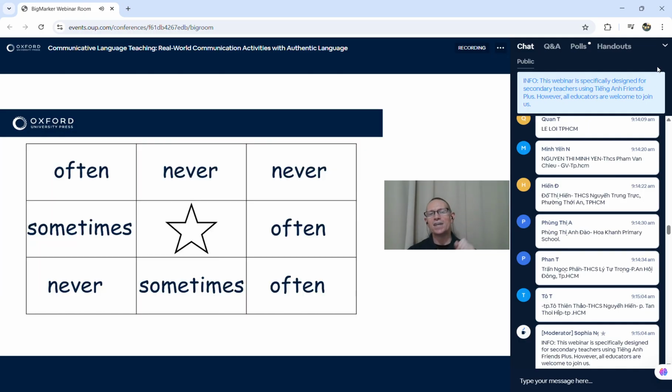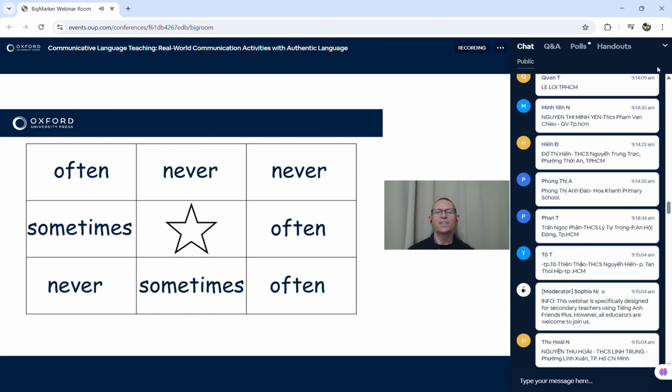And in this case, I'm going to use adverbs of frequency bingo. So here I've drawn a 3x3 bingo chart with a star in the middle. Students then complete the bingo card by writing adverbs of frequency into the boxes. They can choose which adverbs they would like to write. Again, you can prepare these bingo cards, print them, and hand them out to your students, or you could simply draw one on the board and have them copy it into their notebook.